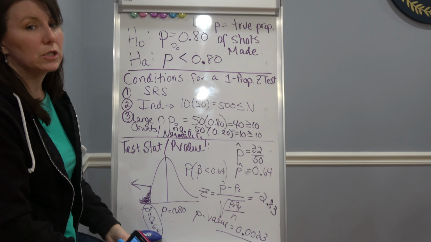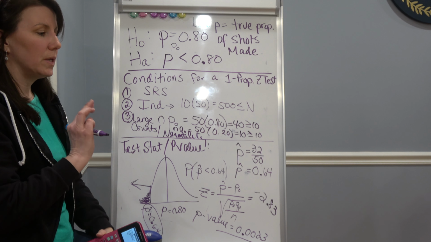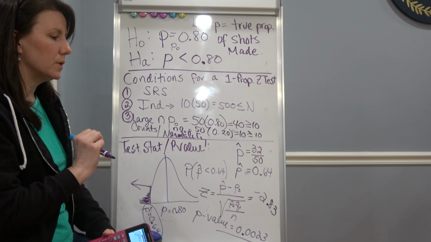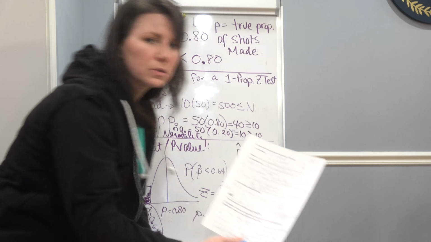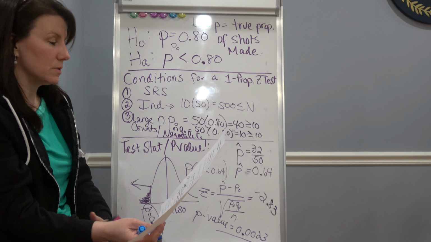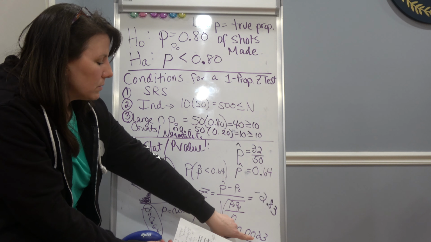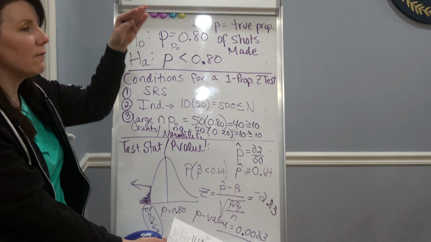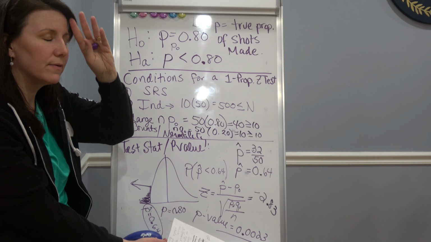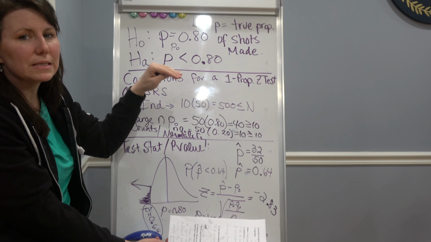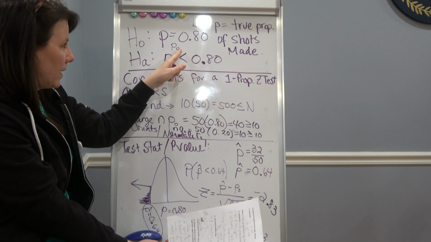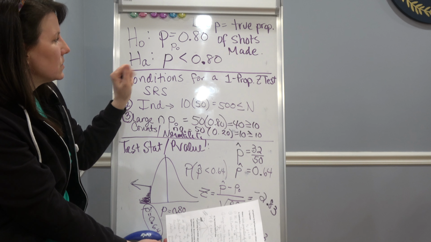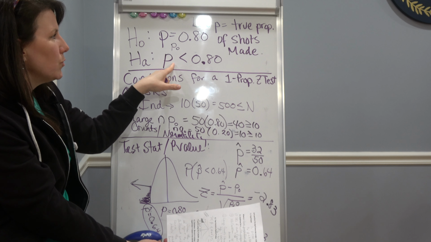So then you're going to want to make your conclusion, right? And your conclusion is going to be threefold. Okay, the conclusion is going to state the p-value, all right, and I do have it in my notes on Schoology. It's going to make a comparison. So I would say, since 0.0023 is less than whatever alpha level was set, it's usually 0.05. Since 0.0023 is less than 0.05, we can reject H naught. Therefore, we have sufficient evidence to say that the true proportion of shots made is less than 0.80.